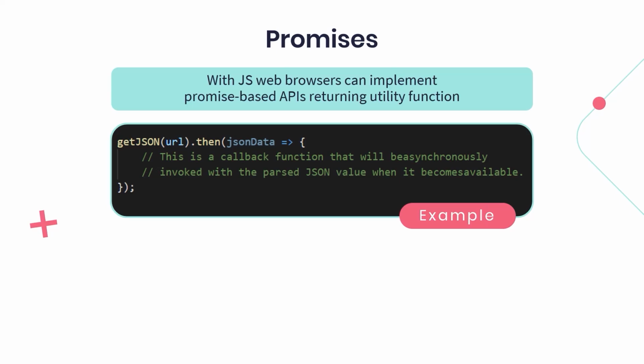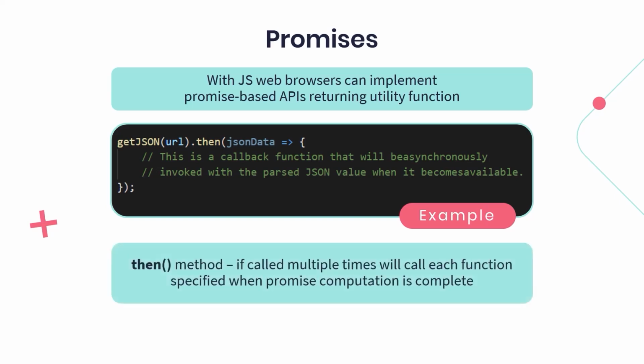Instead of passing our callback function directly to getJSON, we instead pass it to the then method. When the HTTP response arrives, the body of that response is parsed as JSON, and the resulting parsed value is passed to the function that we passed to then. Think of the then method as a callback registration method, like the addEventListener method used for registering event handlers in client-side JavaScript. If you call the then method of a promise object multiple times, each of the functions you specify will be called when the promise computation is complete.